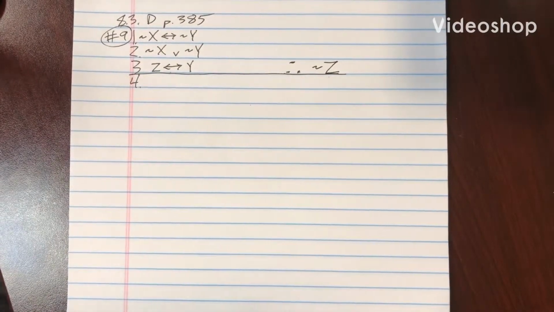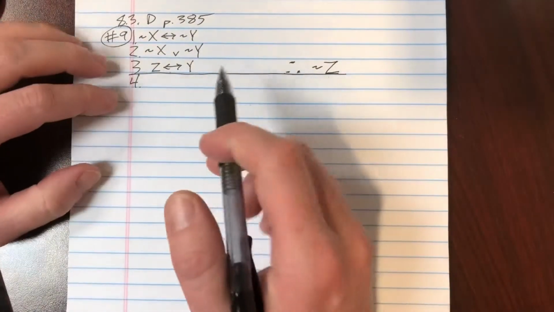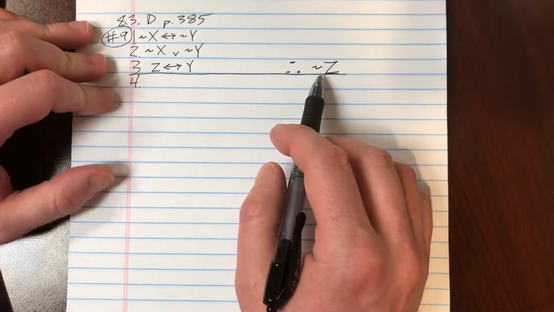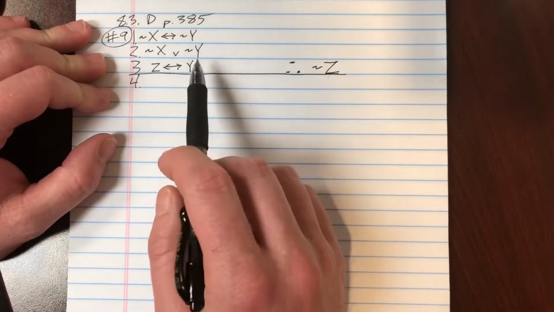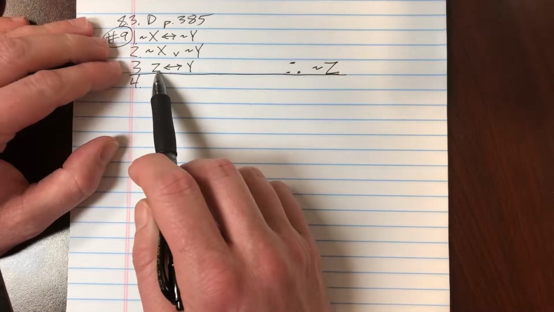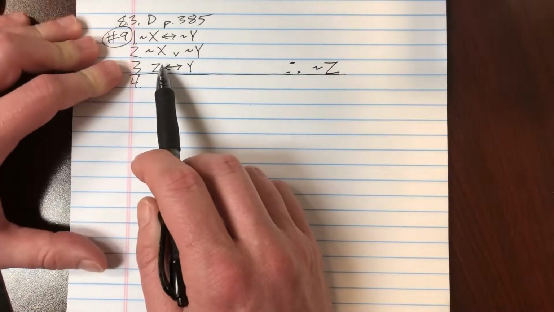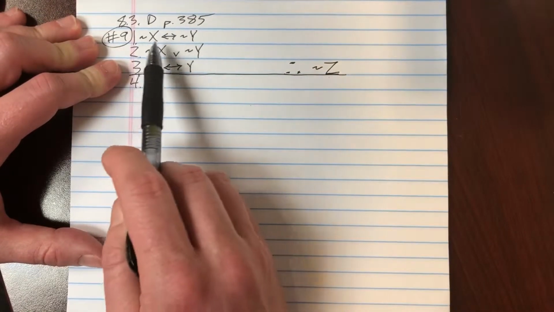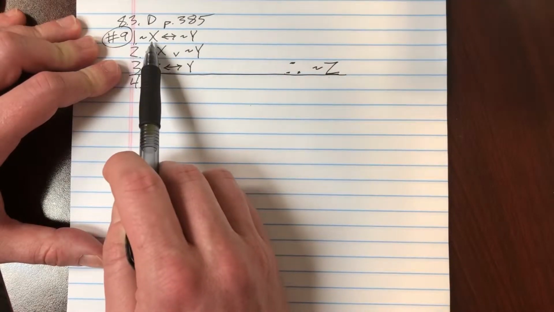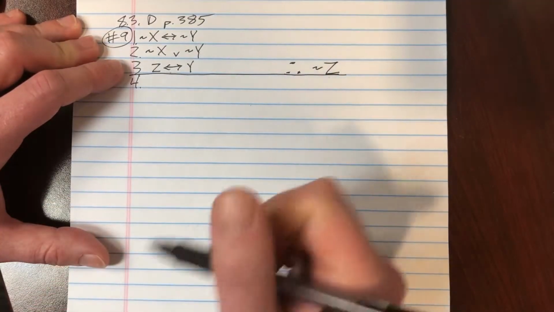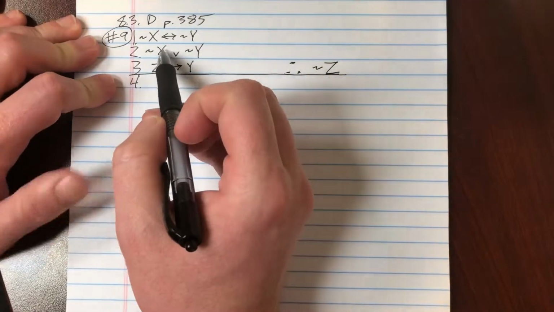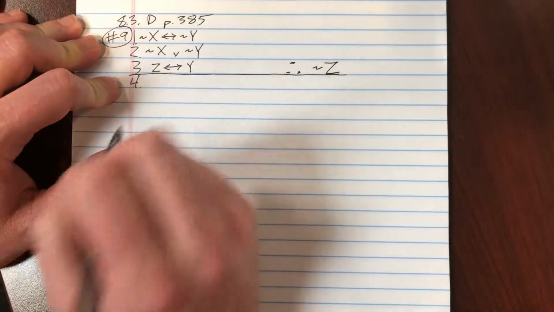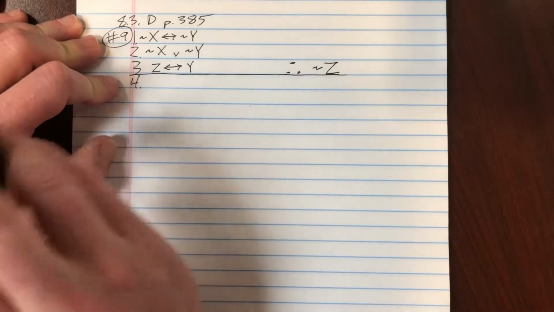All right, let's do number 9. On this one, we're trying to get not Z. The only place any Z's occur is in line 3, so note that. Also, in line 1 and 2, they're each using the same atomic variables, atomic symbols, X and Y. So note that.